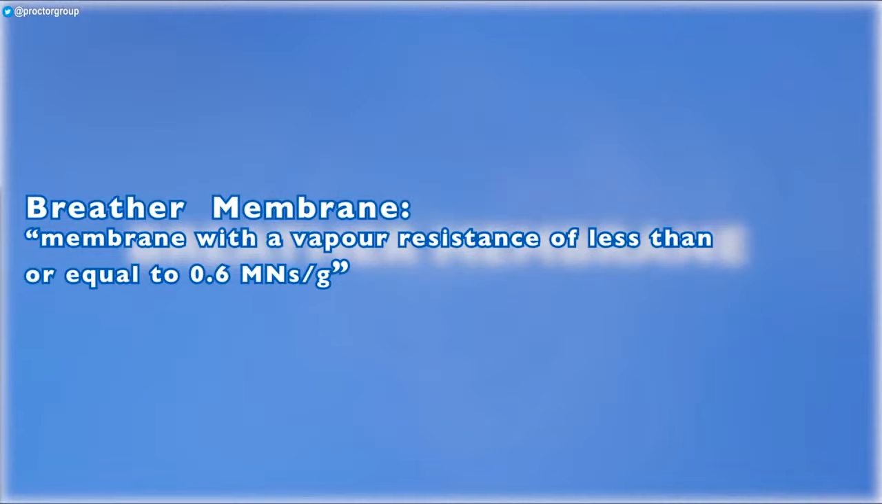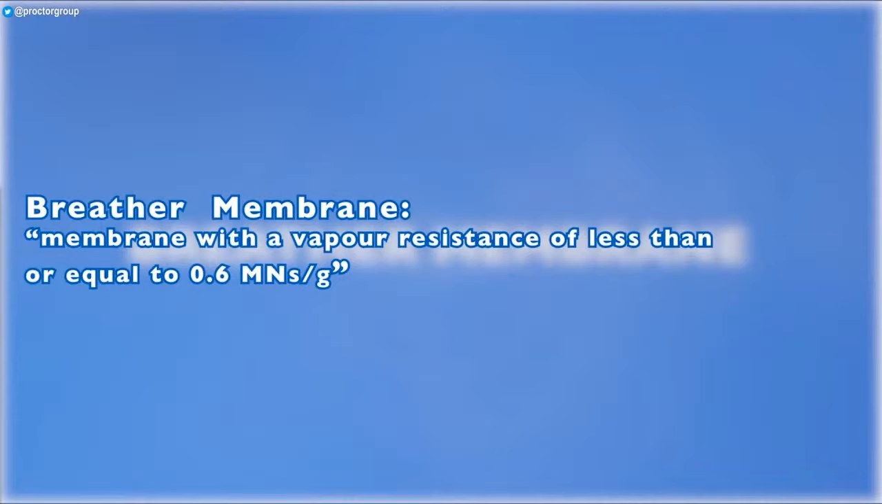This is something that's likely to be addressed in the upcoming revision of BS 5250, which, as we've discussed before, was due this year but now may be delayed due to the pandemic. We'll keep you updated as soon as anything changes though. The property referenced in BS 5250 is vapour resistance, with a value of less than 0.6 meganewton-seconds per gram required to meet the classification criteria.